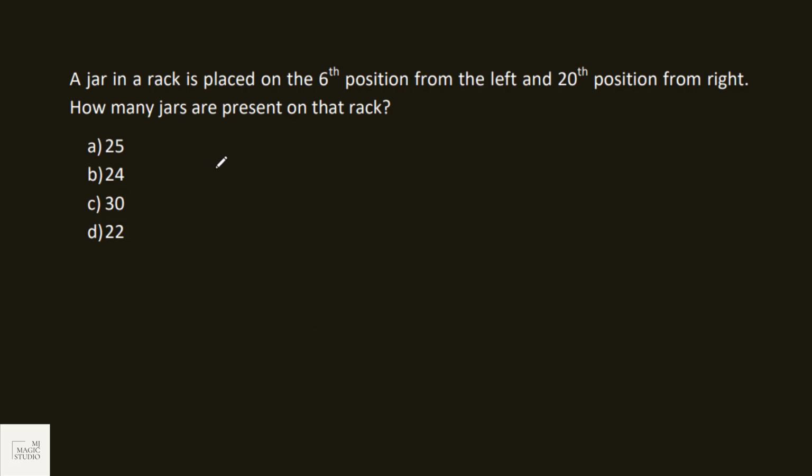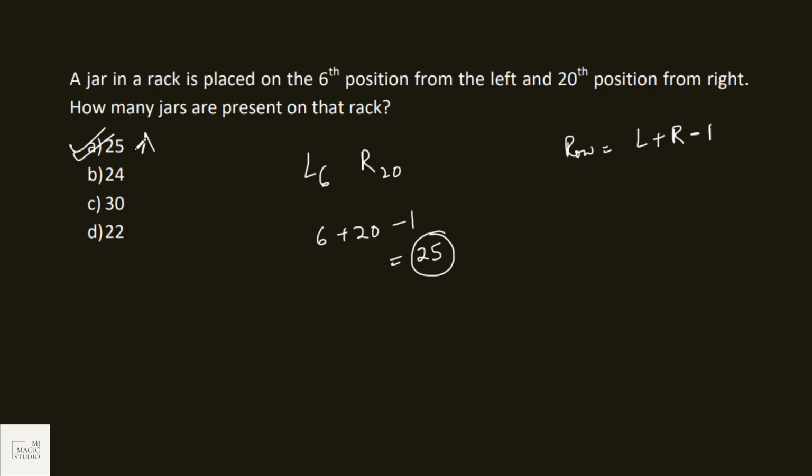If we know the position from left and right of one person only, we can find out how many people are there in the row. Number of people in the row is the position of that particular person from left plus right minus 1. A jar in a rack is placed on the 6th position from the left and 20th position from the right. Then how many jars are present on the rack? It is left plus right minus 1. That means 25 jars are there. Option A is the pick.